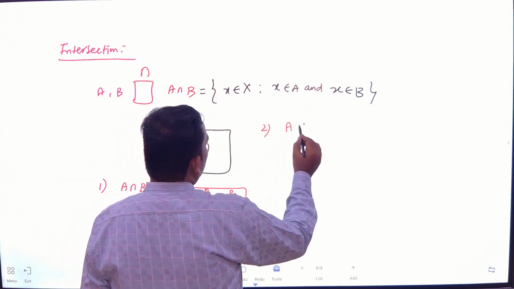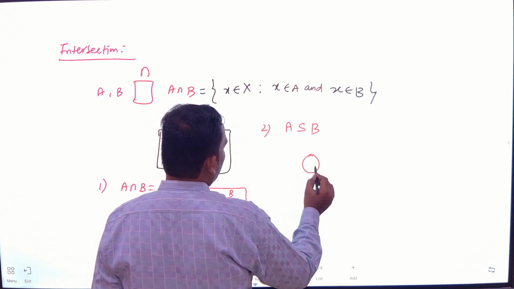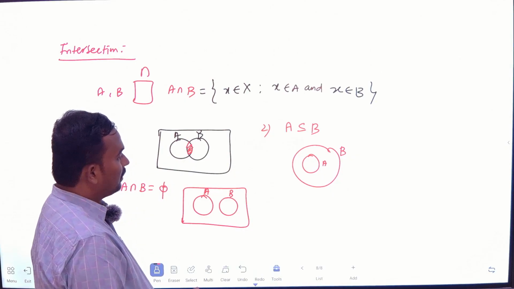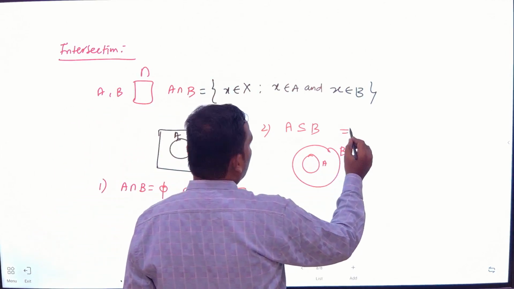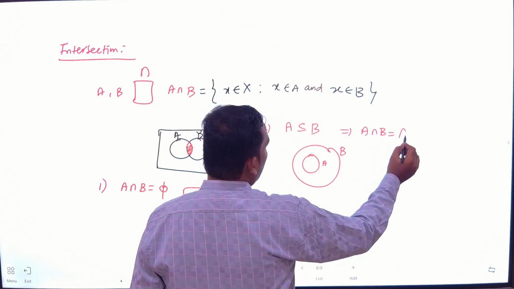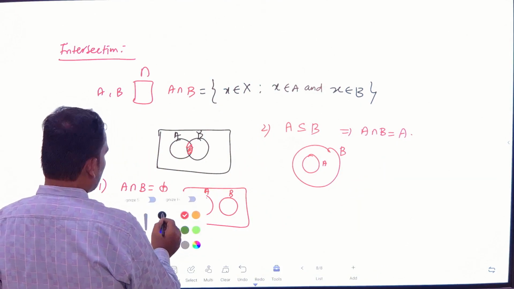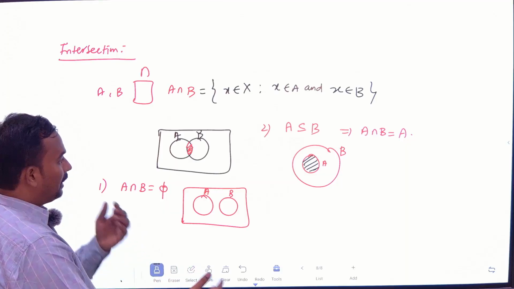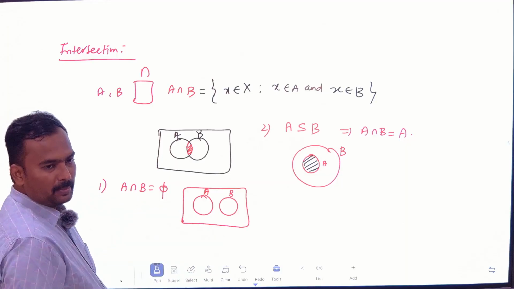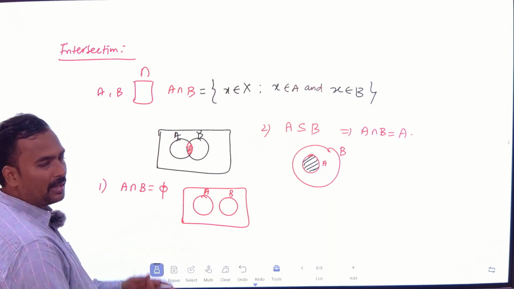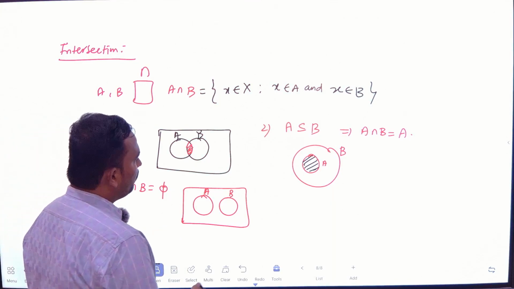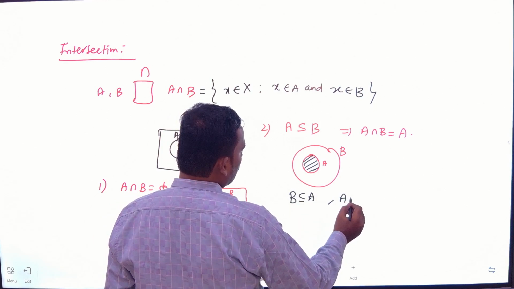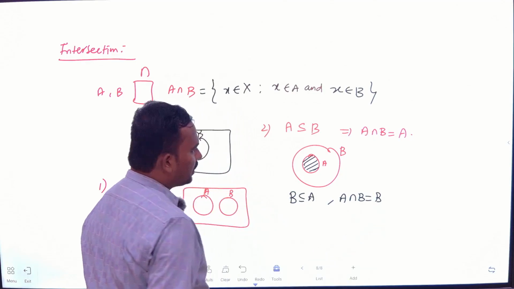And suppose A is a subset of B. Here this is A, this is B. The common elements are what? A, right? Suppose A is a subset of B, so A intersection B is A, because every element in A would be in B. So the common elements should be A only, right? Suppose B is a subset of A, then A intersection B is B, right? We can say that clearly.